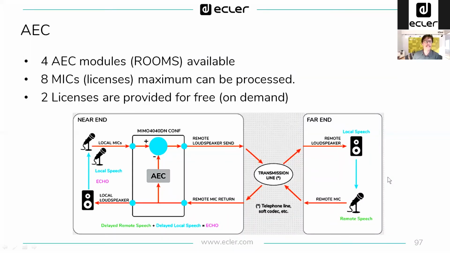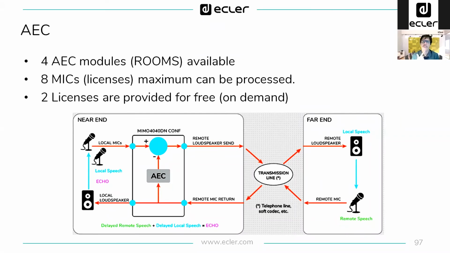Okay, so AEC. I will not get very deep into AEC because it will take another day, of course. But just to have the concept of how it works. We've got 4 AEC modules available, and we can have 8 mics maximum that can be processed. Each mic is a license. 2 licenses are provided for free. You have to ask your provider, and each MIMO can have 2 mics in AEC for free. If you want to have 4 or 6 or 8, you will have to pay for these licenses.